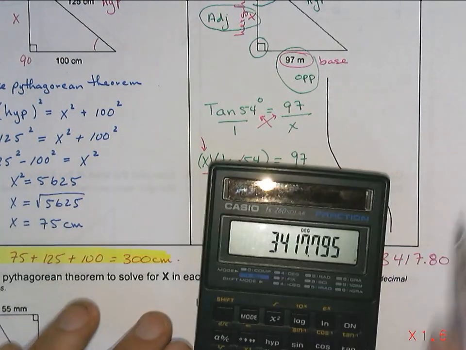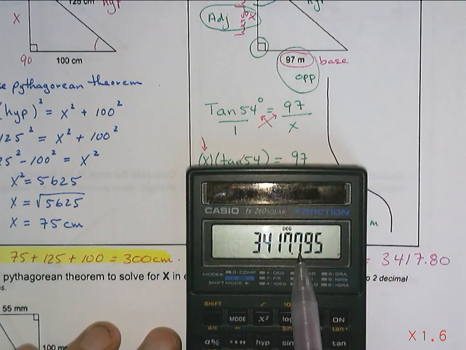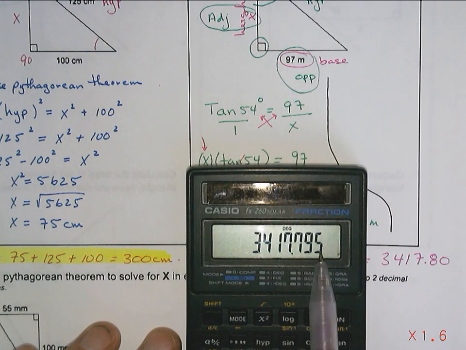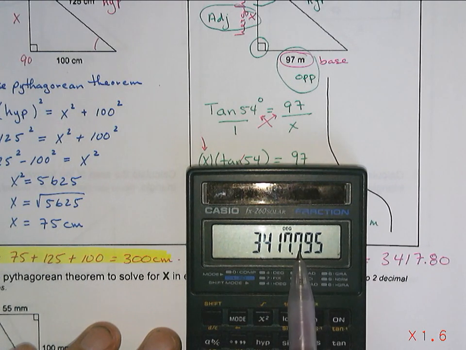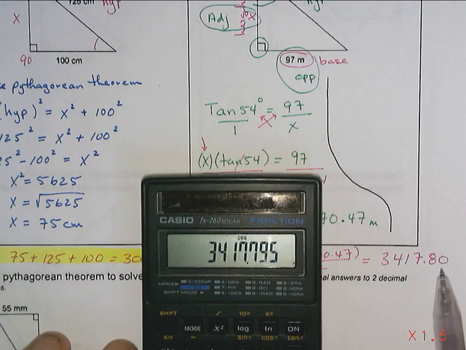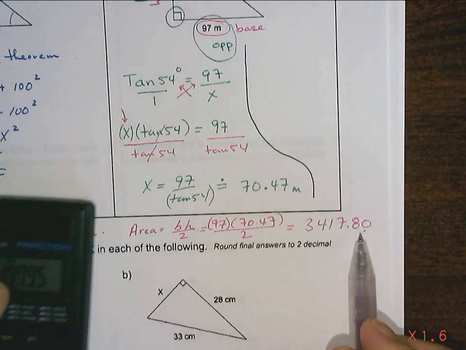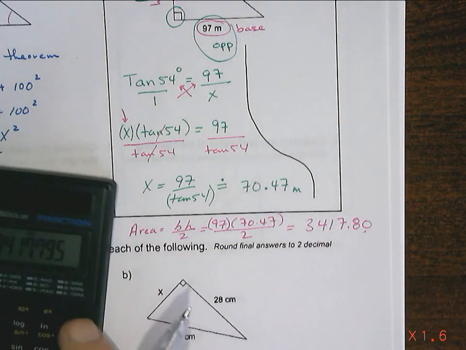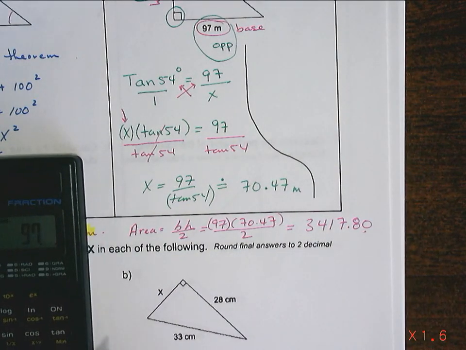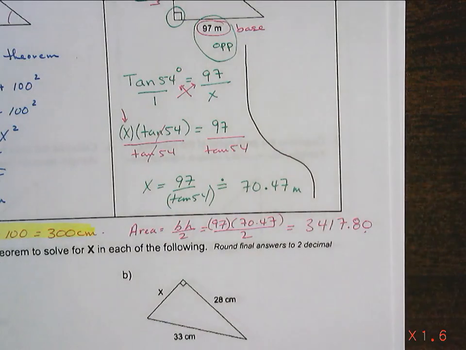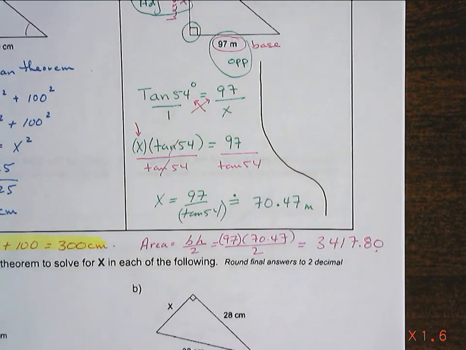3,417.80. Now look at that rounding. See how it's 0.795? We want it to 2 decimal places, so I go to the third. It's a 5, so it bumps up that 9. That 9 bumps up the 7 to an 8, but I leave the 0 to show that it's good for 2 decimal places. Let me just make sure that number works out again. 97 times 70.47 divided by 2. Yep, it all works.